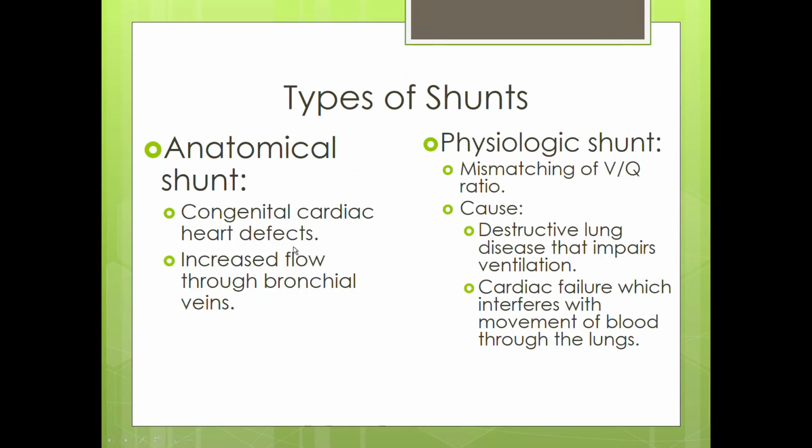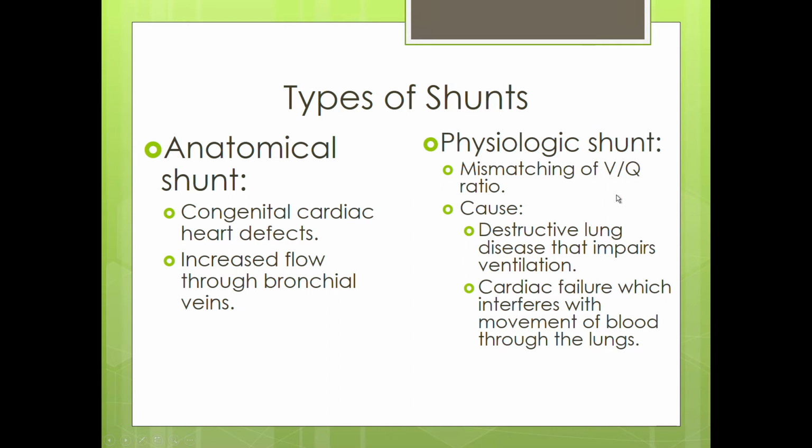There are two types of shunts. There's an anatomical shunt, so that's a congenital cardiac heart defect, and typically there's increased flow through bronchial veins in these types of conditions. So we'll talk and show you a little bit of these anatomical shunts. Rob Tillman in your patho class will do a very lovely lecture around anatomical shunting next semester when he talks about the heart.